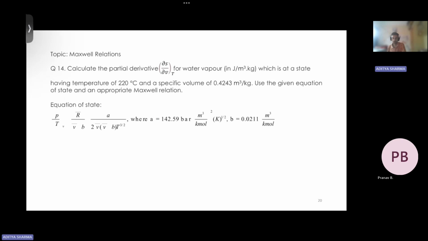So moving on to numerical questions. So first is this question. Let's try to solve this. So we need to find out dou S by dou V at constant temperature for water vapor, which is having a temperature of 220 degrees Celsius and a specific volume is also given. Okay, and then use the given equation of state and an appropriate Maxwell relation.